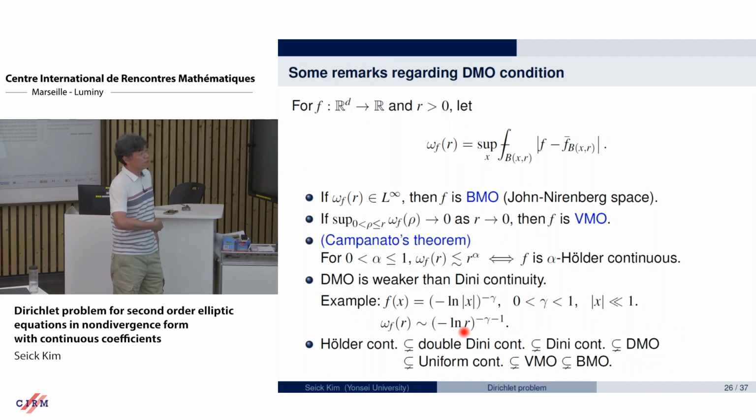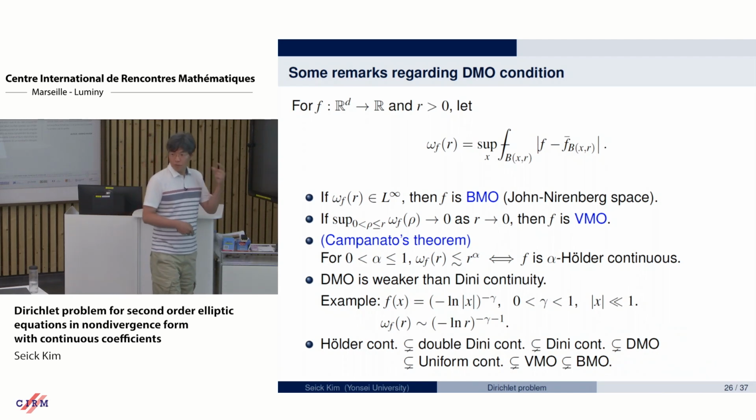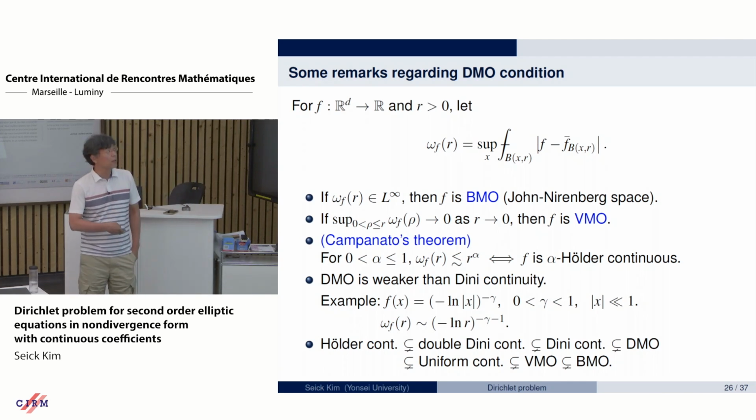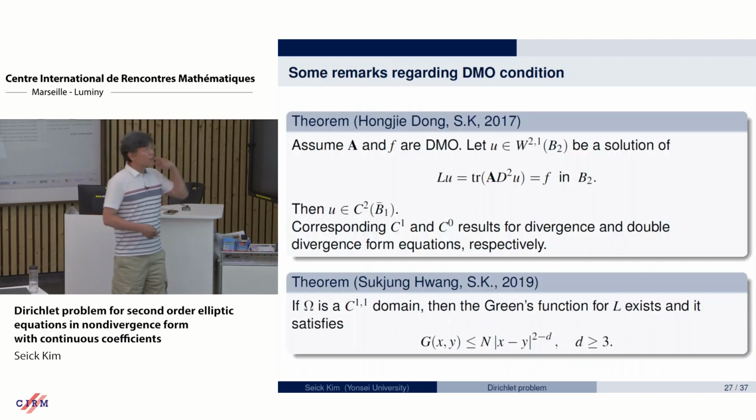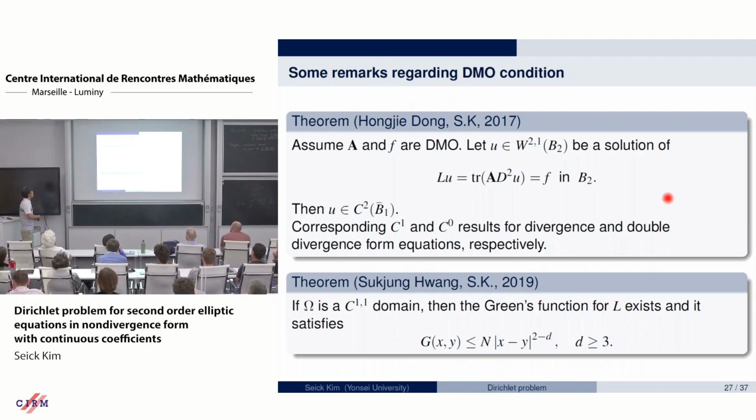Then it's a proper subset of Dini continuous functions and the Dini MO. And you can prove that the Dini MO is uniformly continuous. And then VMO and BMO. So that is a hierarchy. All right, there was a theorem I proved 7 or 8 years ago with Hongjie Dong. So we have some result, but let me first state this problem.